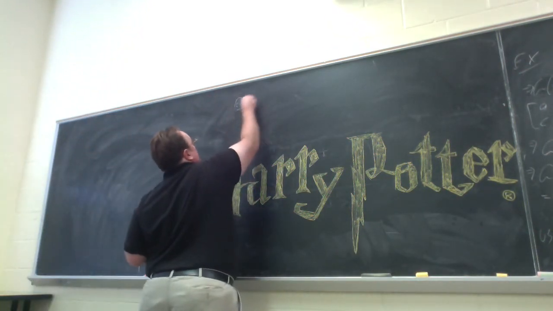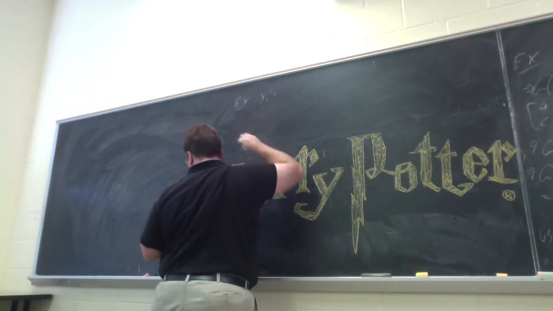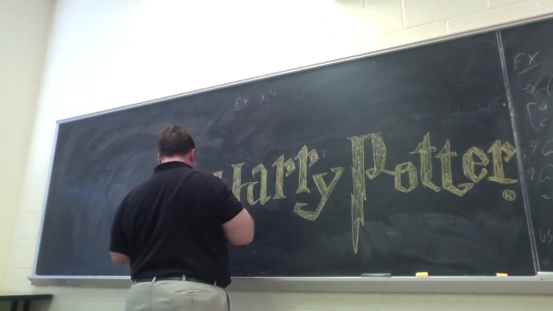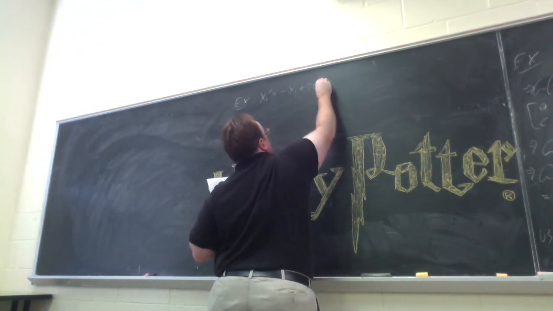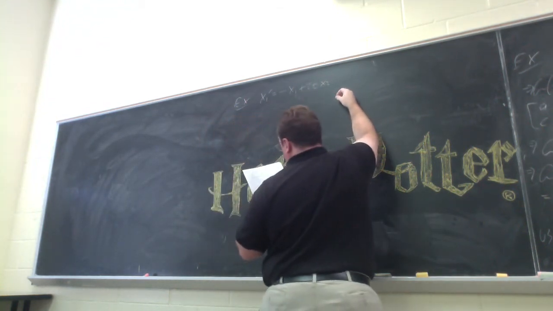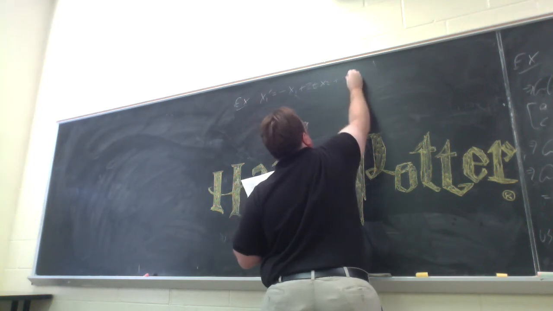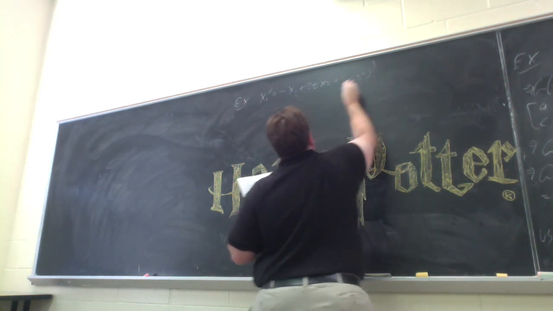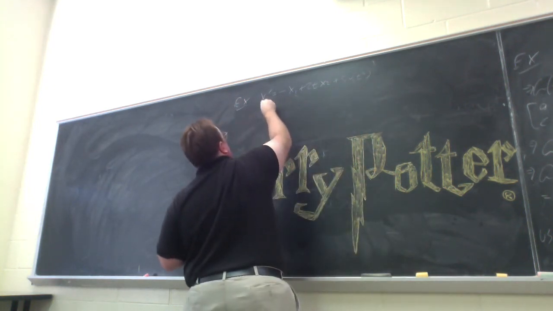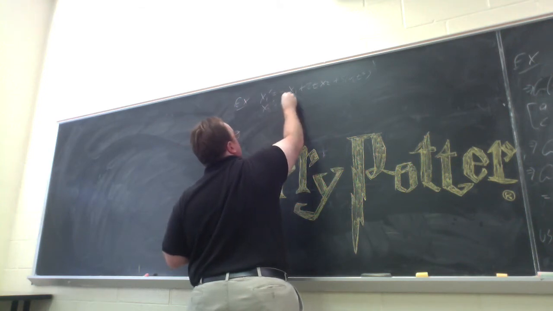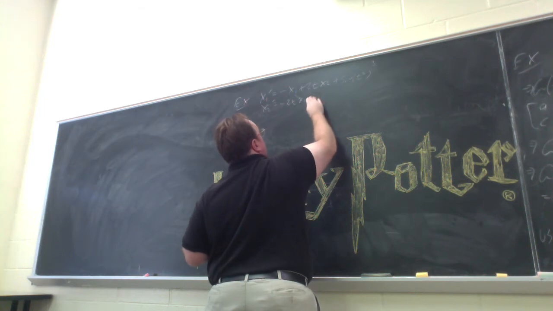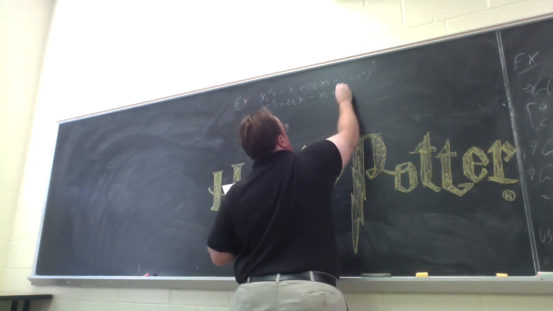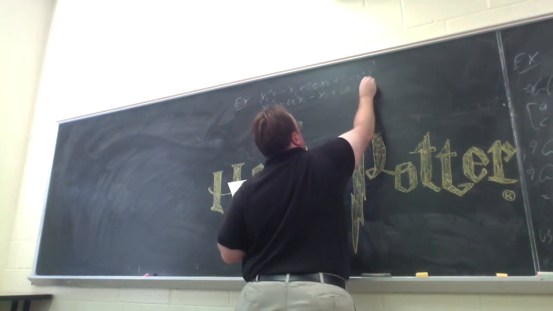So for a non-homogeneous case, we'll have x1 prime is minus x1 plus 2t x2. And then we add on a non-homogeneous term, sine of t squared. And x2 prime is minus 2t x1 plus minus x2 plus cosine of t squared.